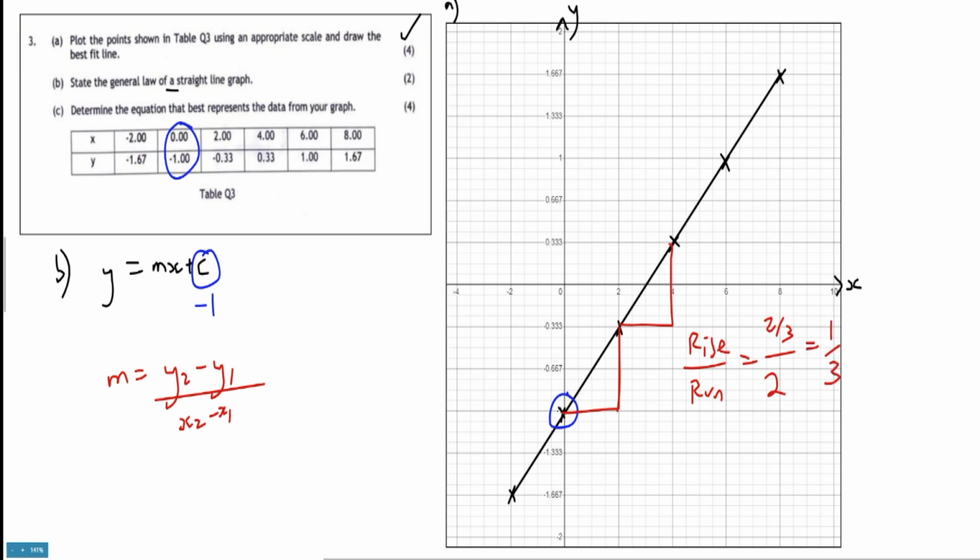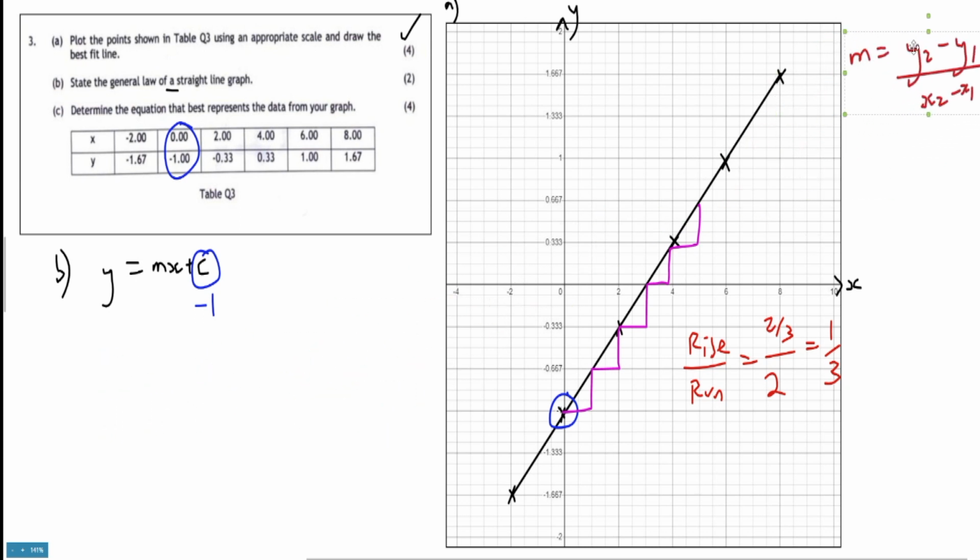So what it's saying is for every one step we take in this direction, we go 1/3 up. One step, 1/3 up. One step, 1/3 up. And we continue this all the way up. This is the gradient or the slope, and that's the m value. So I don't need this formula right now. What I do need for part C is to say that y is equal to 1/3 x minus 1. It's definitely positive. It's definitely going up. Determine the equation that best represents the data on your graph. This is it. Good. Next question.